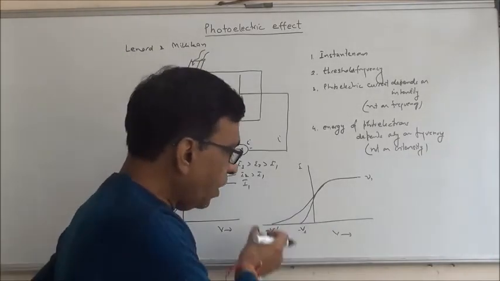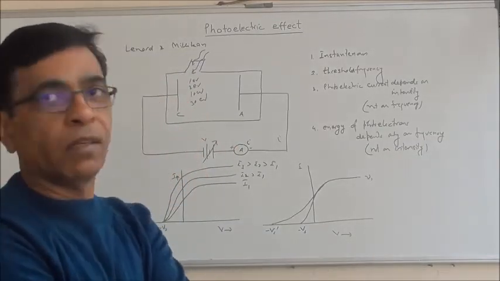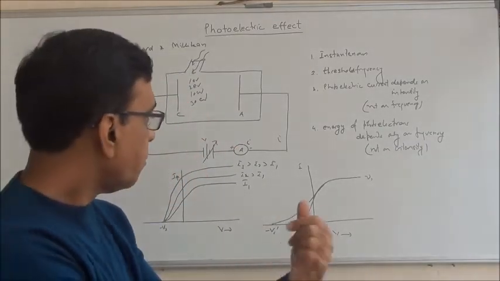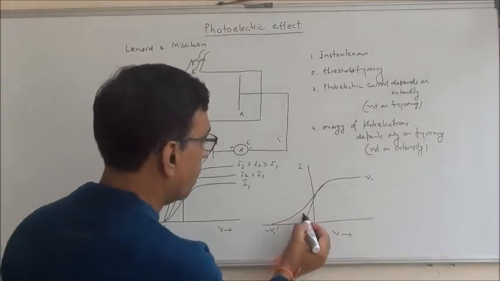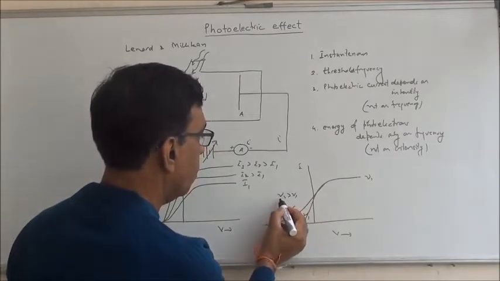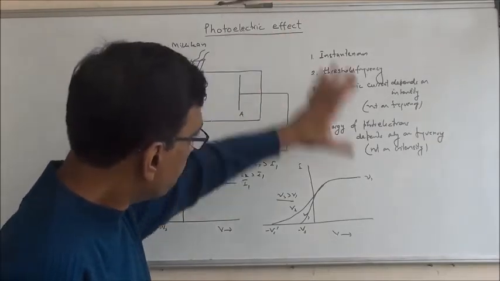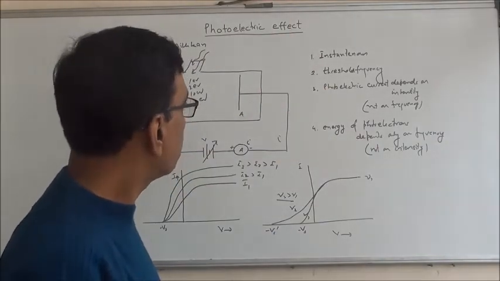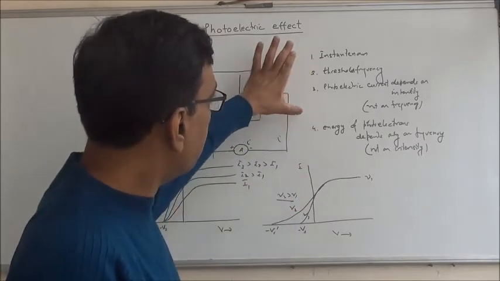So if we keep on changing the frequency, stopping potential varies. This one is at nu1, this is at nu2 greater than nu1. Okay, giving you the idea again very briefly.